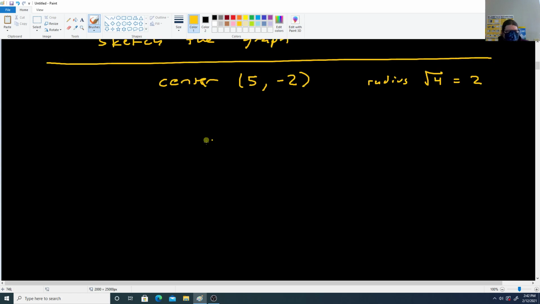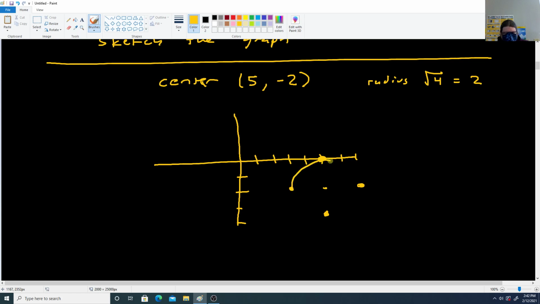So to sketch my circle, and this is going to look kind of bad because I'm hand drawing it, what we do is we say, okay, let's figure out where the center is. So 1, 2, 3, 4, 5 for the x's, down 2 for the y's. And then I'm going to count from the center. I'm going to count up 2 units because that's my radius. I go to the right 2 units. I go down 2 units. And I go to the left 2 units. And I try to connect the dots with something that looks like a circle.